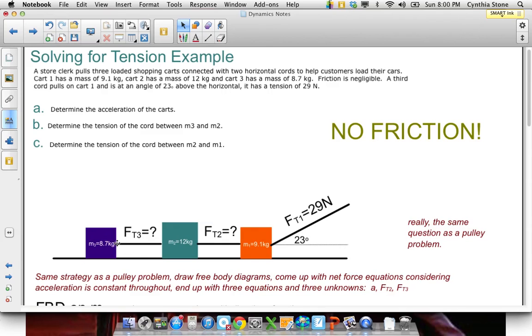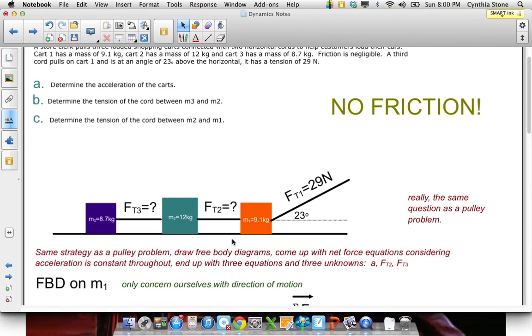It's only got to pull one 8.7 kilogram cart. Okay, so we have 3 unknowns: the acceleration of the system, this tension, and this one. And so you can guess we're going to end up with 3 equations, 3 unknowns. So let's do it. Using that strategy, I'm going to do the free body diagram on M1.